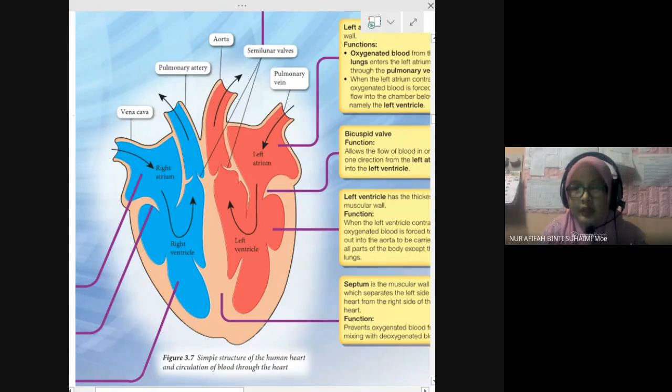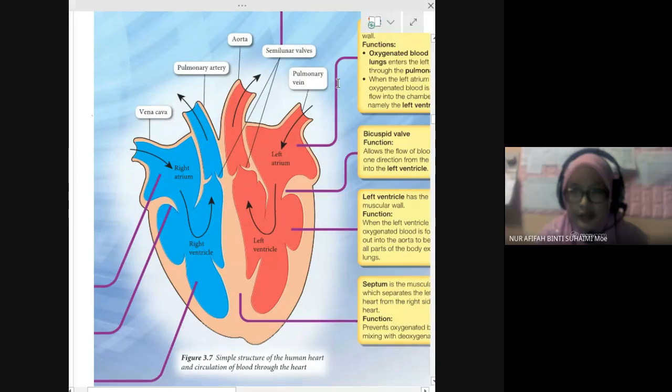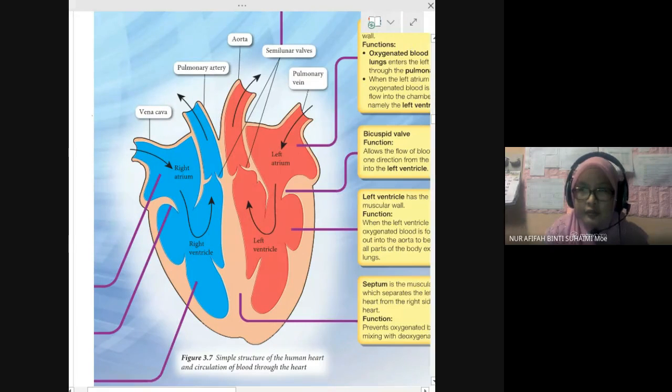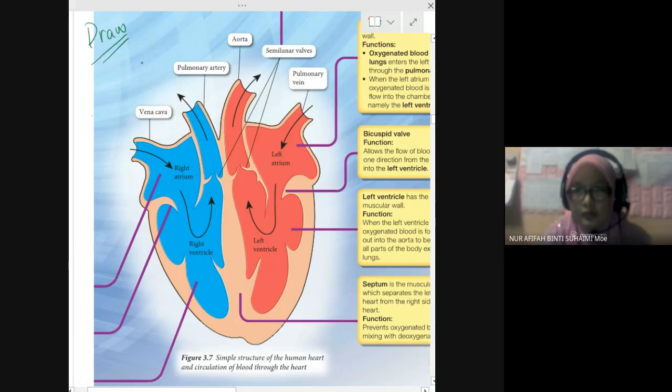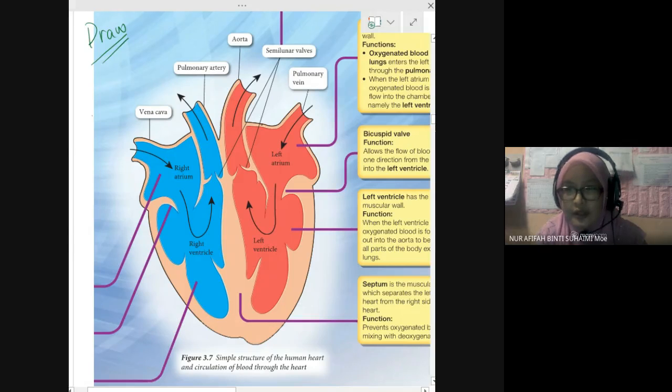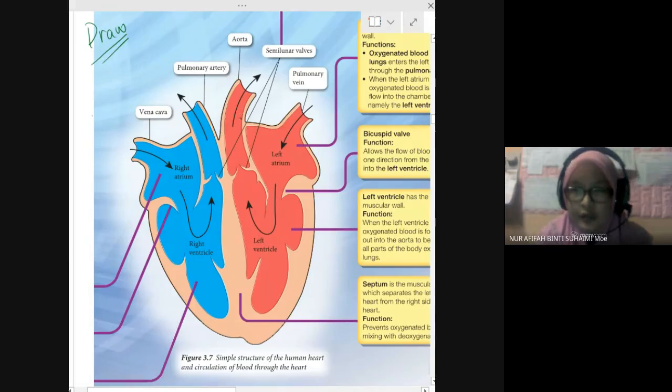Right, this is the simple one. Actually, I want you to draw this one in your science practical book. Either you follow the picture and trace from the textbook, or you can draw it by yourself. I want you to draw so that you can remember the structure of the heart.